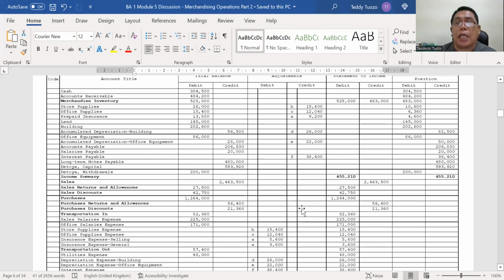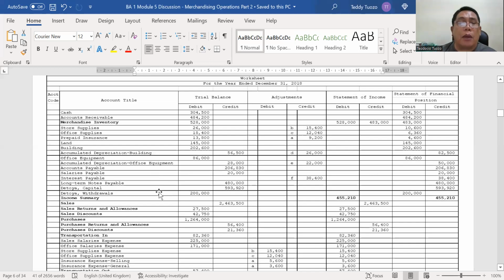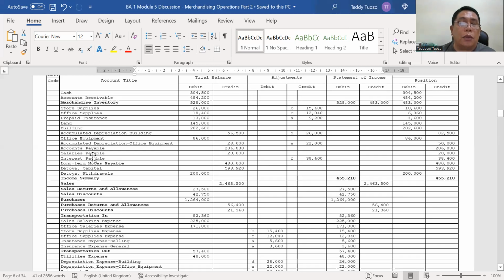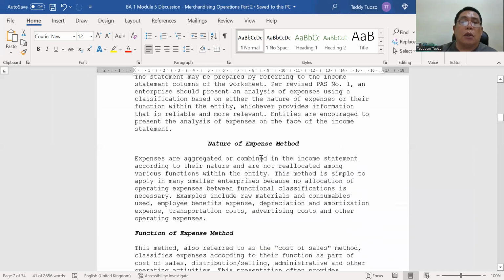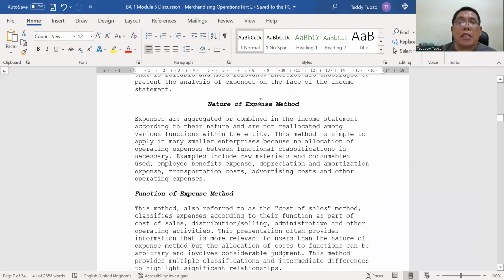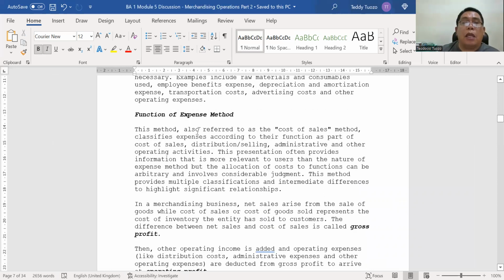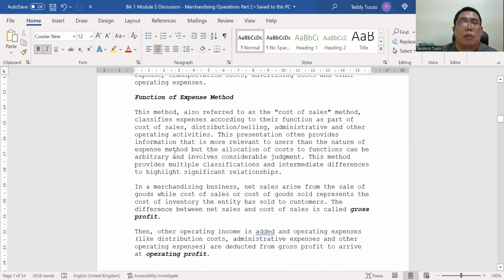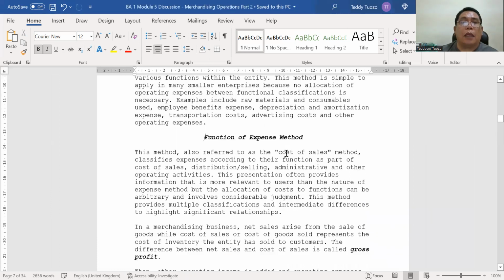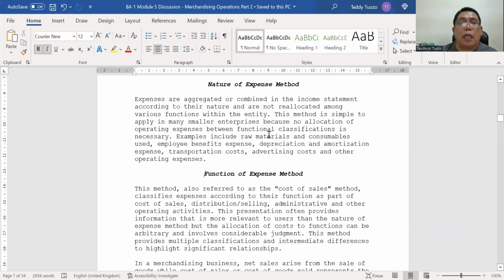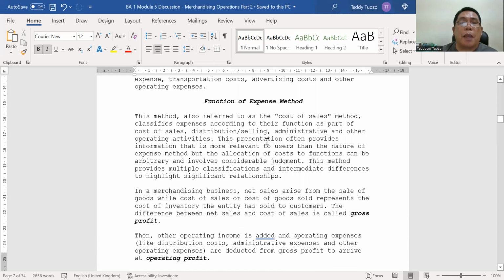So it's the same actually, but you have to take note of the new accounts, how they are transferred or forwarded to the statement of income and the statement of financial position. For financial statements, you have the nature of expense method and the function of expense method. Two methods. So what is actually acceptable? We use the function of expense method.